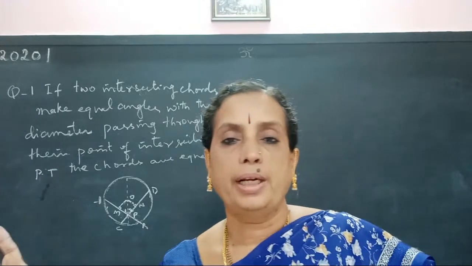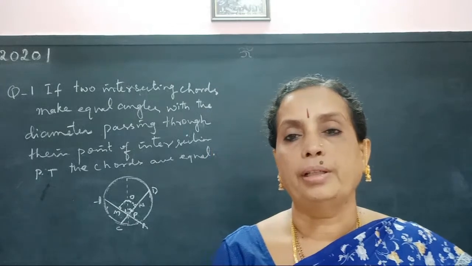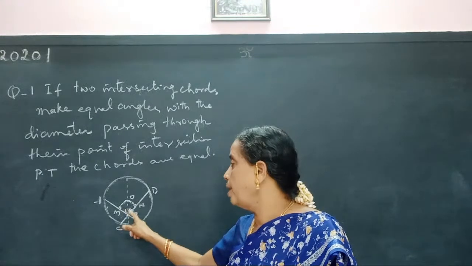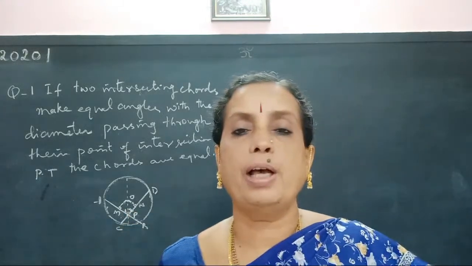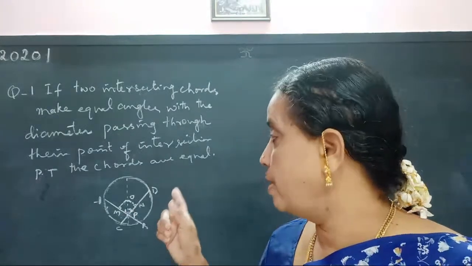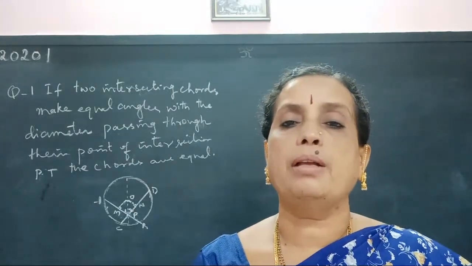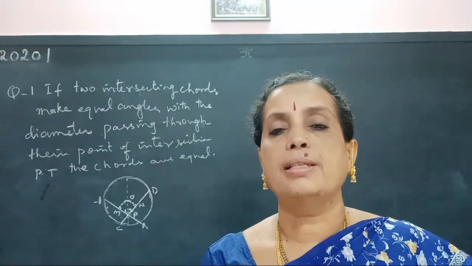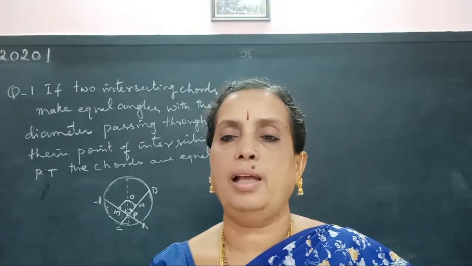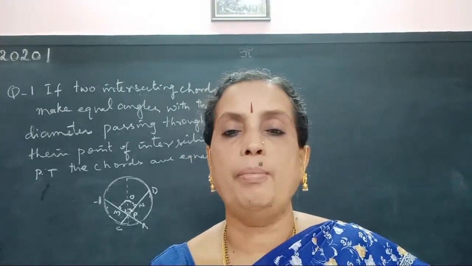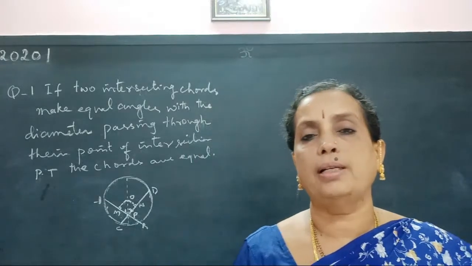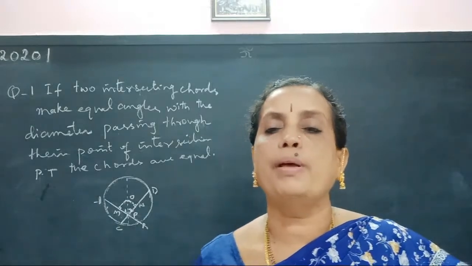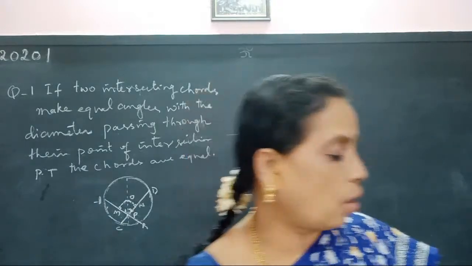Is it clear? Its converse we have already done. That is, if chords are equal, then we have proved angle 1 equals angle 2. Now today we are proving if angle 1 equals angle 2, then AB equals CD. It is not ASA, it is AAS, because in ASA the side should be included between the two angles. It's not included with the side. Two separate angles with the common side.